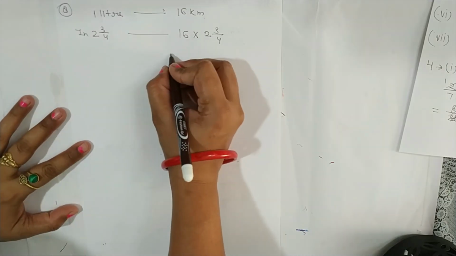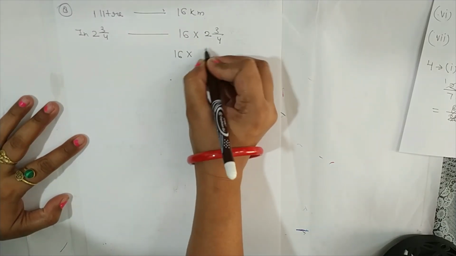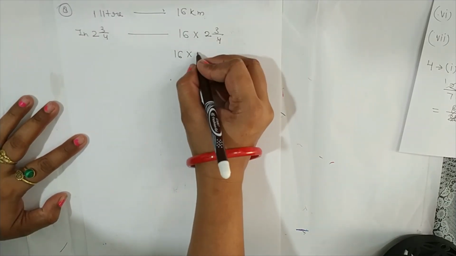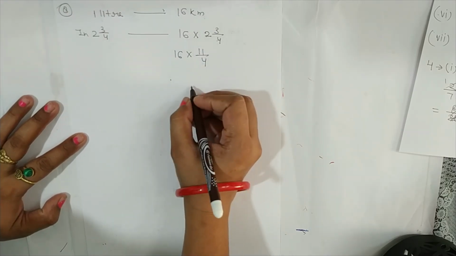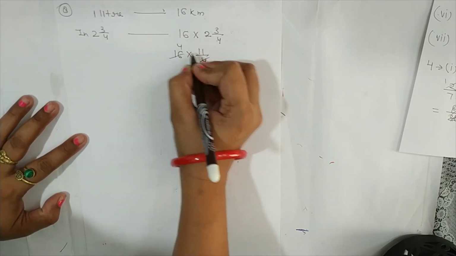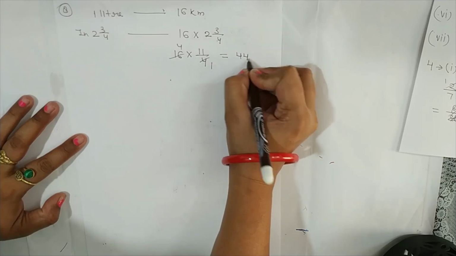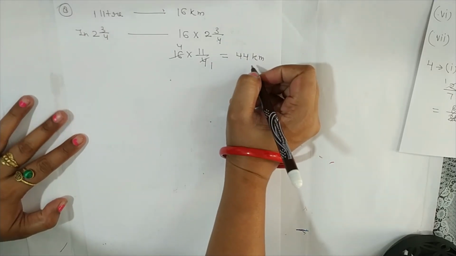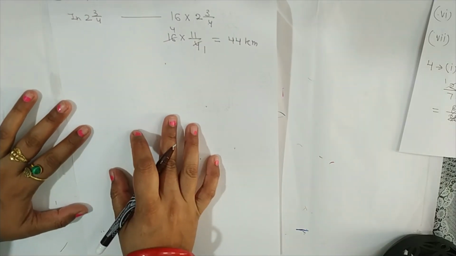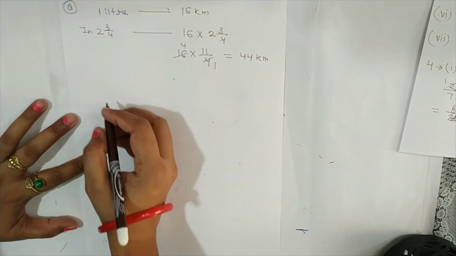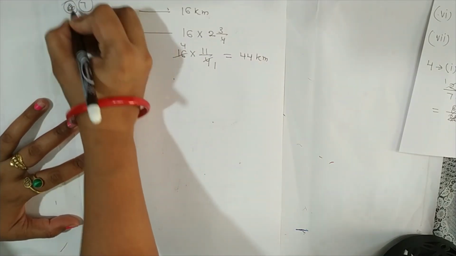Now 16 into, this will be 4 2s are 8 plus 3, 11/4. So 4 1s are 4, 4 4s are 16, that is 44 kilometer. So the car will cover 44 kilometer distance. This is the 7th question.